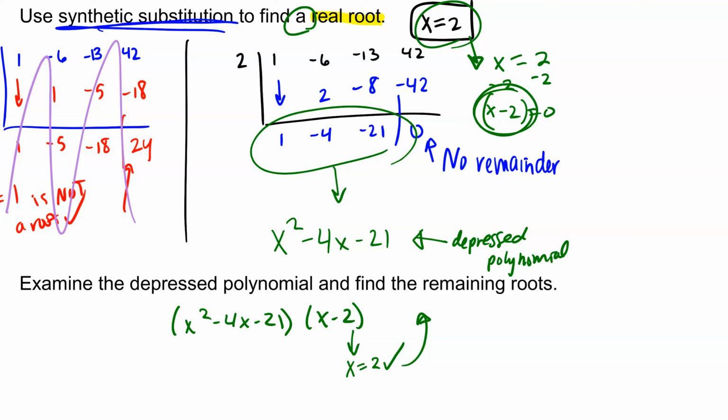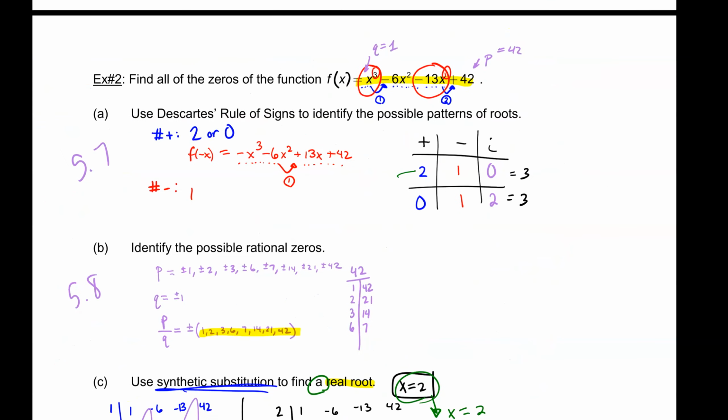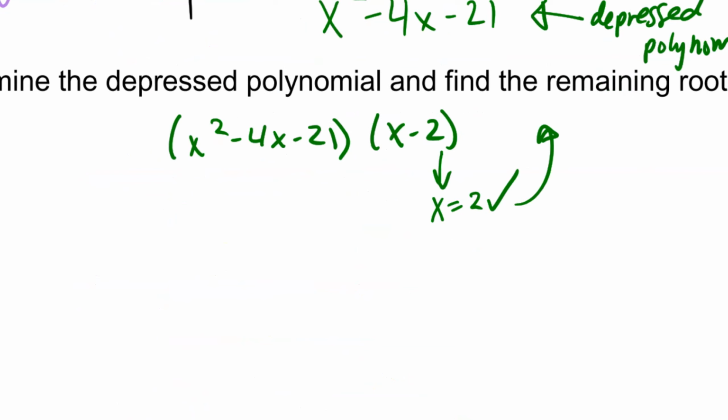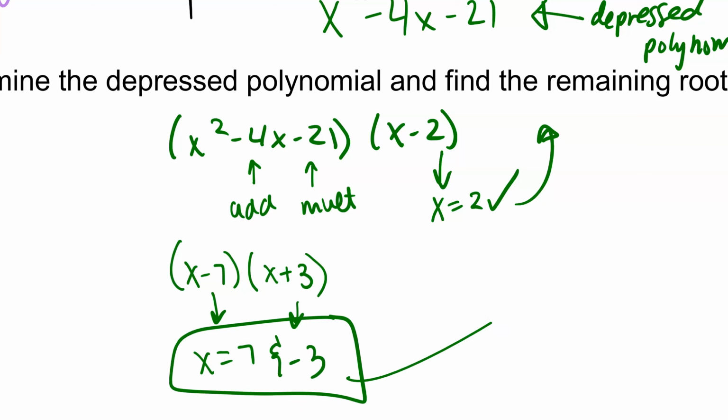Examine it. So D is examine it and find the remaining roots. So we found one. Now you have to find the remaining. So since we found one real root, guess what? There has to be a second real root. Okay. What adds to negative 4 and multiplies to negative 21? Negative 7 and positive 3. So x minus 7, x plus 3, and if you solve these, you see x equals 7 and negative 3. So these are the remaining roots, right?